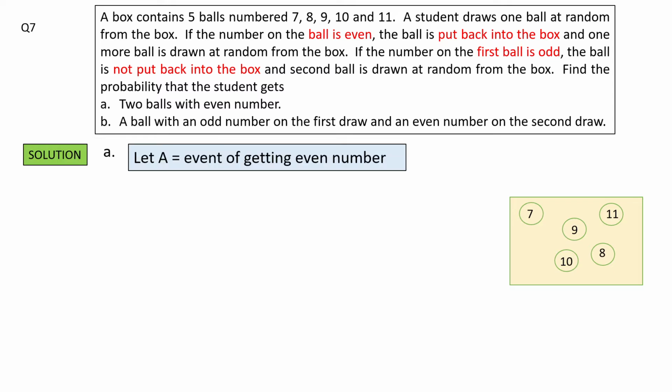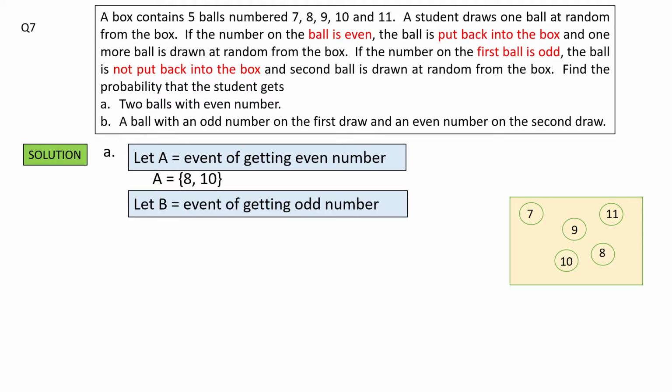Okay, let's define the events first. Let A be the event of getting an even number. If you refer to the sample space, the even numbers for this question are 8 and 10. Next, let B be the event of getting an odd number. So the odd numbers will be 7, 9 and 11.